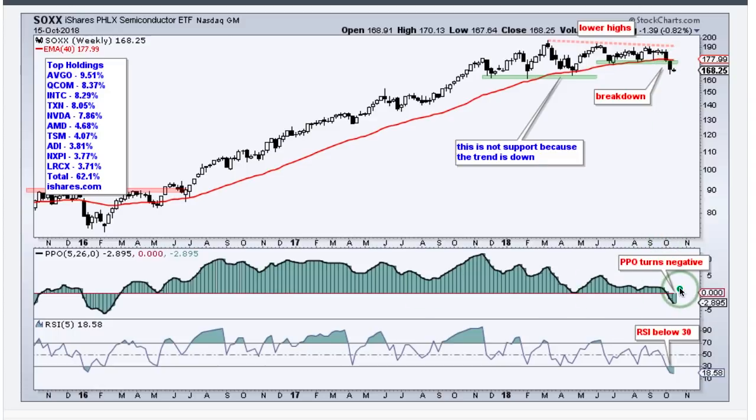And then here I've got the PPO 5-26-0 on the weekly basis. It turned negative last week, so that's a breakdown, a trend change, the first time since February 2016 back there. This is basically the difference between the 5-week EMA and the 26-week EMA. I would call it a medium-term trend indication, because if you use 10-40, that's getting a little bit longer term than I like. I wanted to shorten it a little bit.